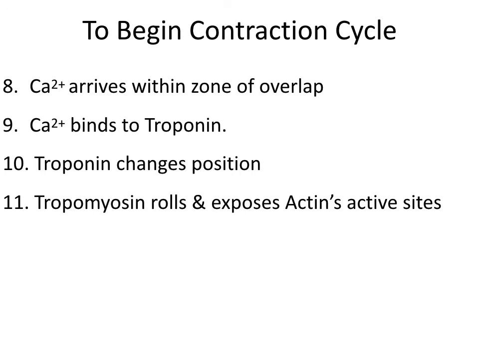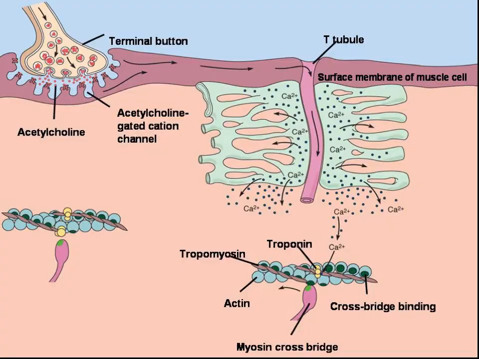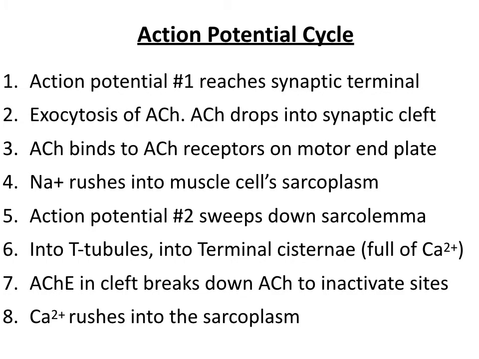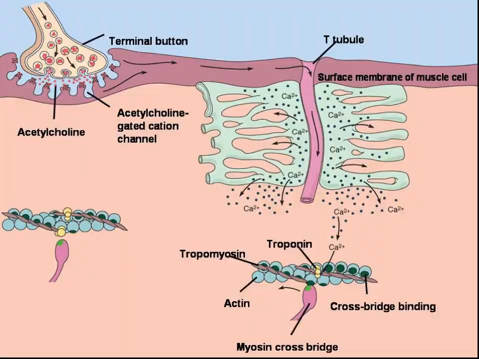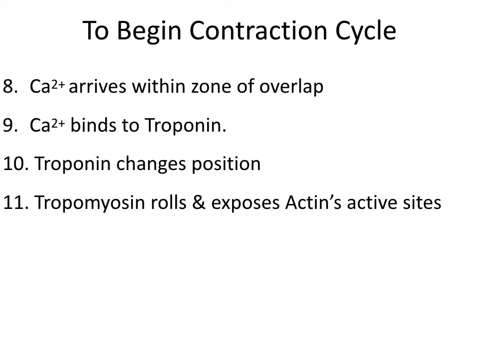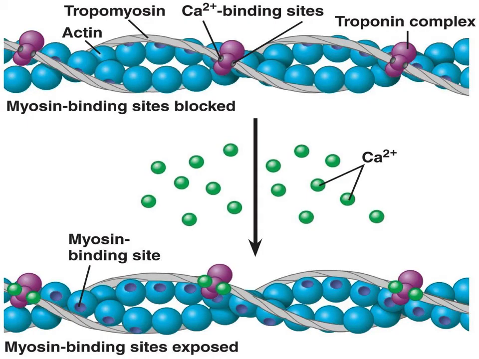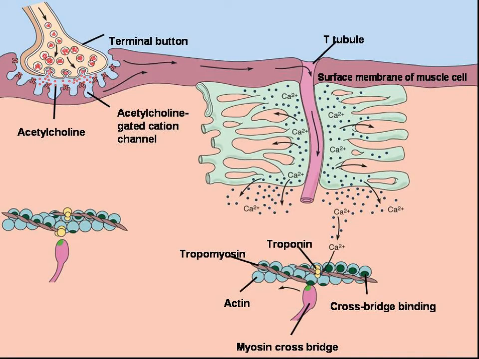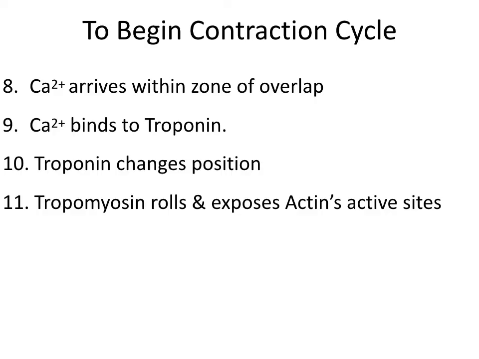Now, I have the first step of the contraction cycle. To begin the contraction cycle is actually the same thing as the last step of the action potential, just to make sure that you understand that this is a continuous thing. Calcium rushes into the sarcoplasm, or you can say calcium arrives within the zone of overlap. What is overlap referring to? It's referring to the actin and myosin, where you have overlap.